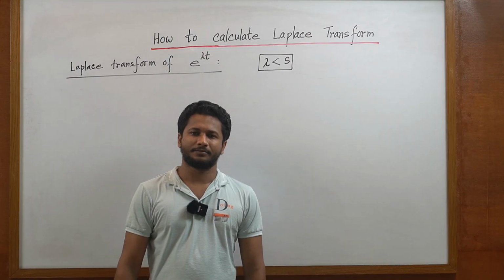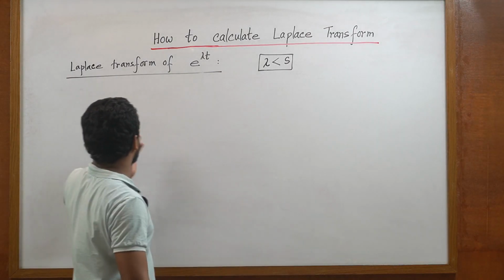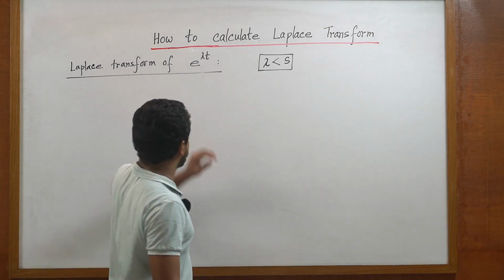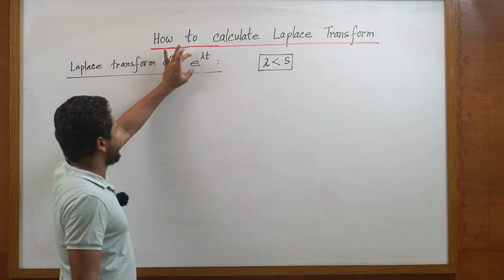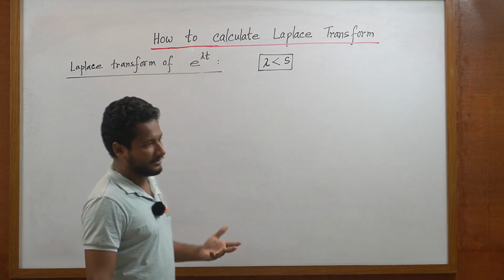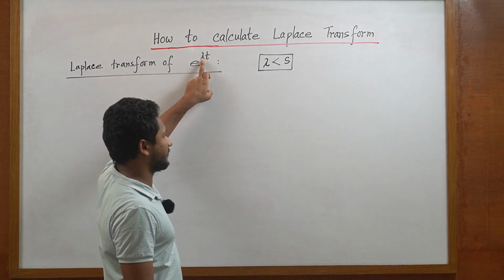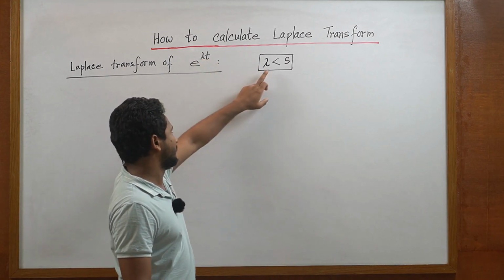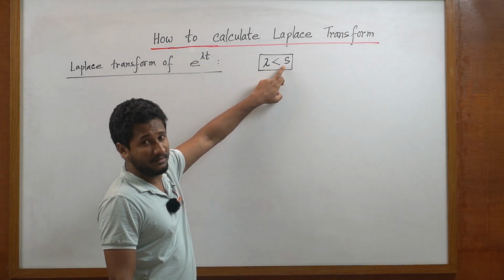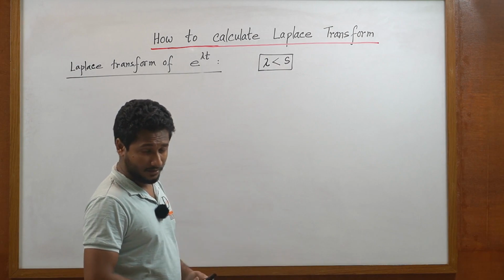Now we will go to the Laplace transform of the exponential function e to the power lambda t, or e to the power at, or e to the power bt. But of course this coefficient, that means lambda, should be less than the Laplace domain variable s.